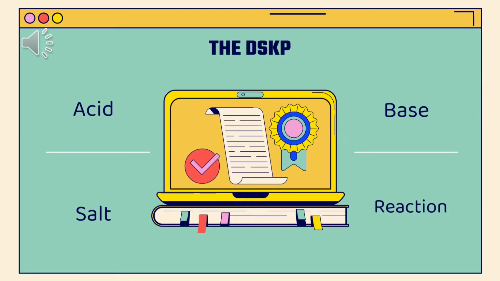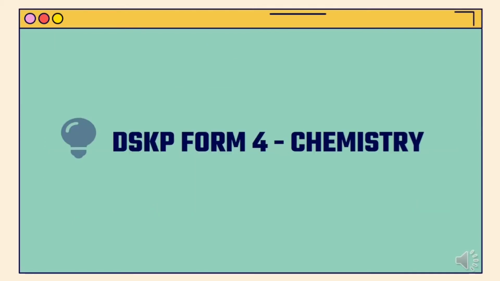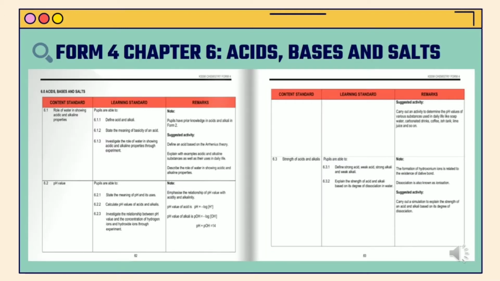Najiha will take over my presentation for a moment and she will explain about the DSKP for Chapter 6. So stay tuned. Hi, I am Najiha. So I'm going to explain about the DSKP Form 4 Chemistry. In the DSKP Form 4 Chapter 6, which is acids, bases and salts, there are many subtopics, which are 6.1, 6.2, 6.3.